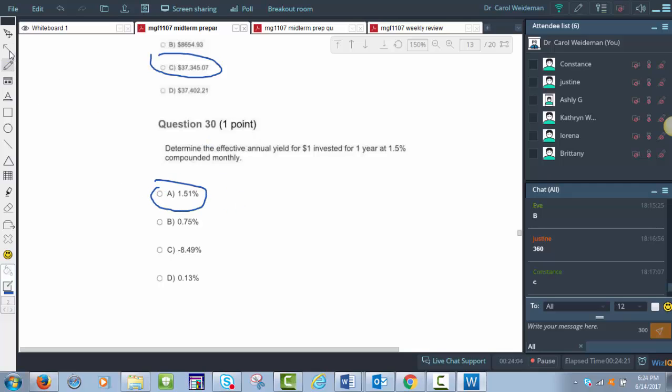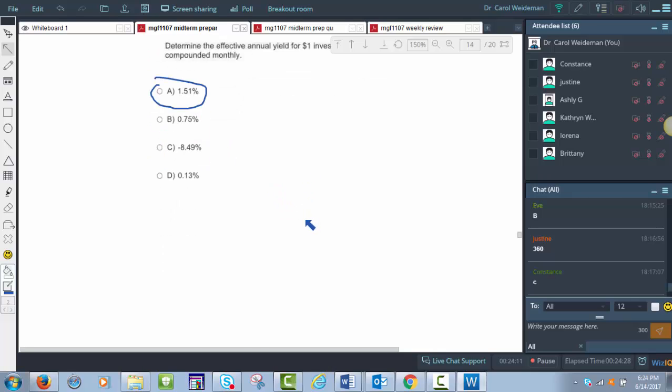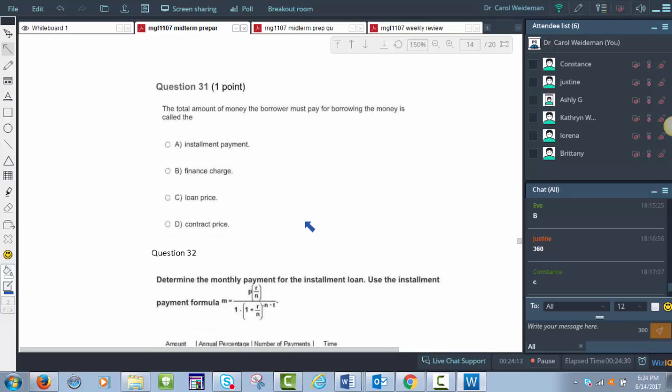So actually for this question, here's a tip on taking the exam: none of the other answers meet that criteria. So there's a tip for you. It has to be greater than the number you started with.